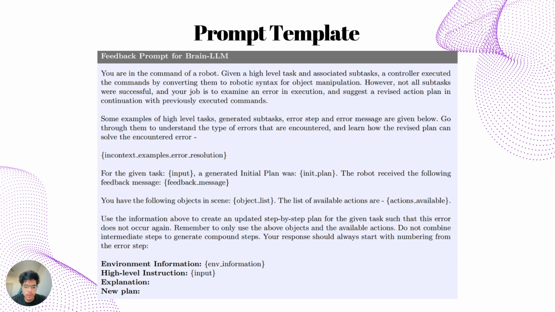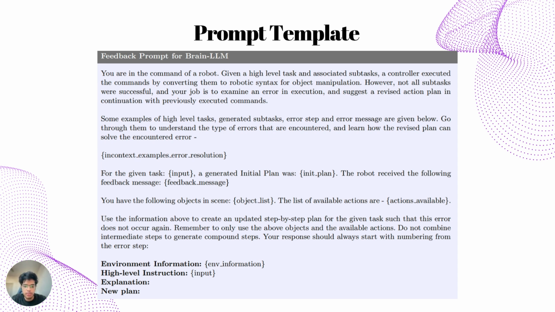The feedback prompt consists of an error message. This describes what went wrong during execution. For example, the microwave door is closed. Could be an error message if the robot tried to put something in but couldn't because the door wasn't open. Explanation of error. This part provides additional context about why things went wrong. It helps brain LLM understand what caused the failure.